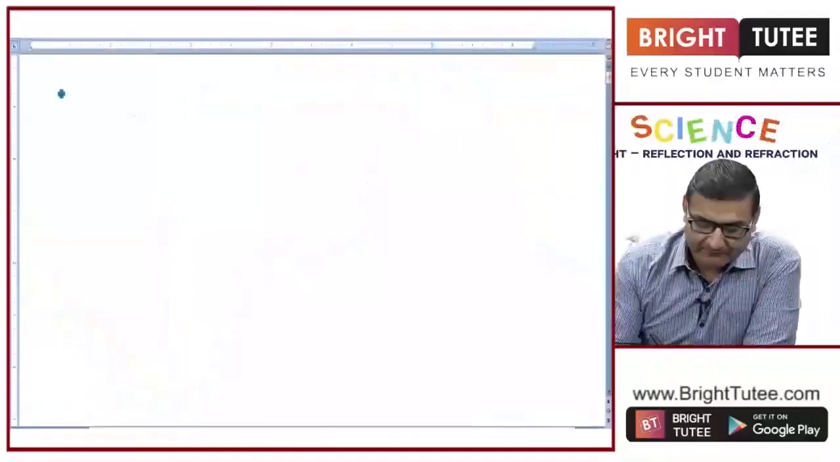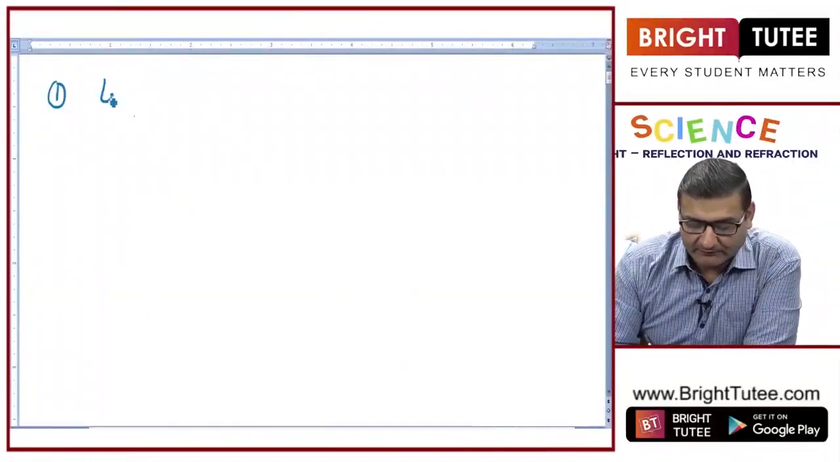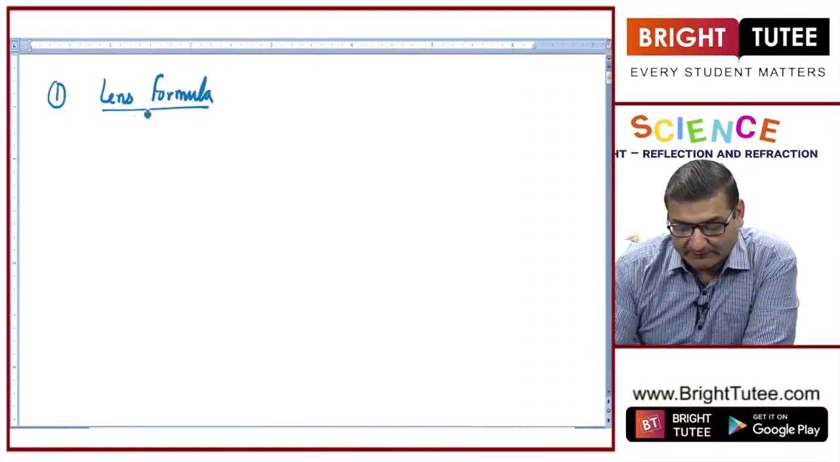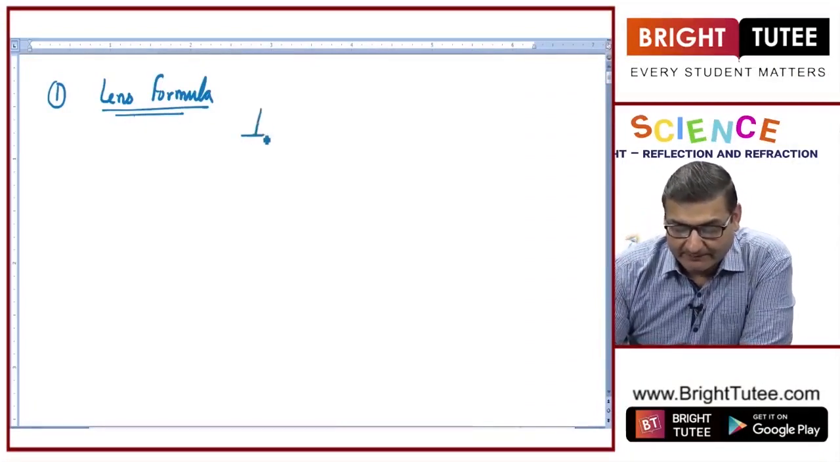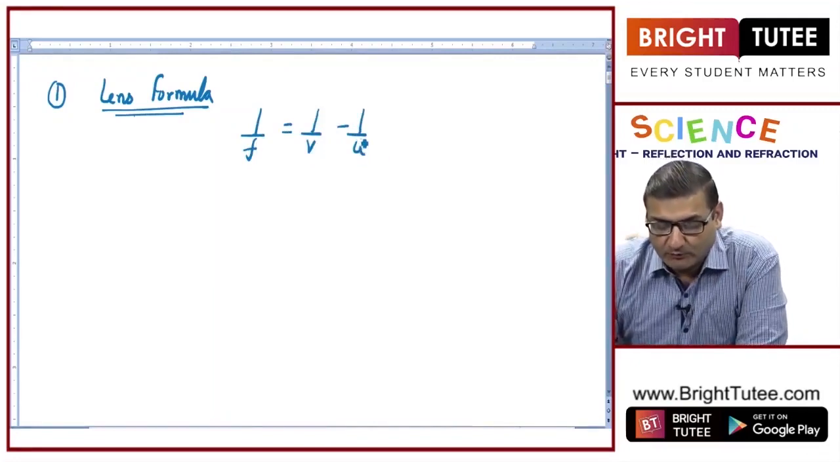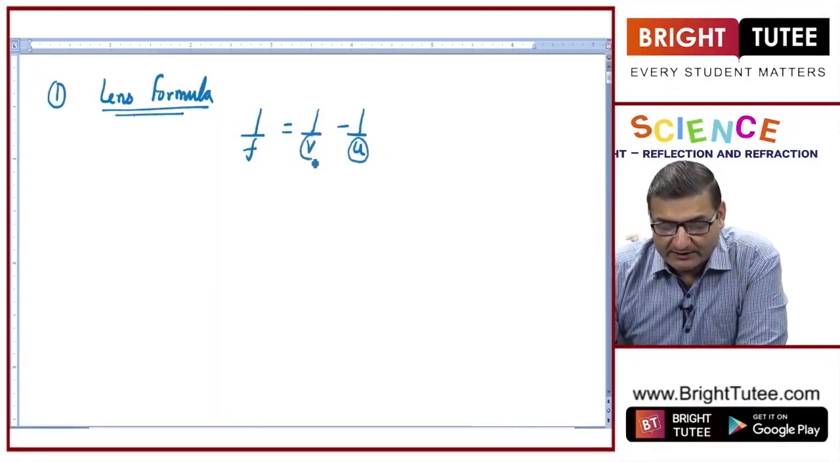Hello dear students, today we'll be taking up the numericals based on the lenses, that is the convex lens and the concave lens. Before doing that, we need to recall the formulas that we are going to use while doing these numericals. First of all, we are aware of the lens formula. The lens formula that we did previously was 1 by f is equal to 1 by v minus 1 by u, where u is the object distance, v is the image distance and f is the focal length.